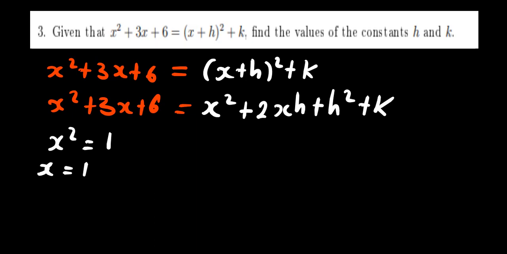Now we also have this 3x and the other one, 2hx. Let's ignore the x, so here we have 3 equals 2h. What are we going to have as our h? When we divide, we remain with h equal to 3 over 2. Okay, now the last expression.